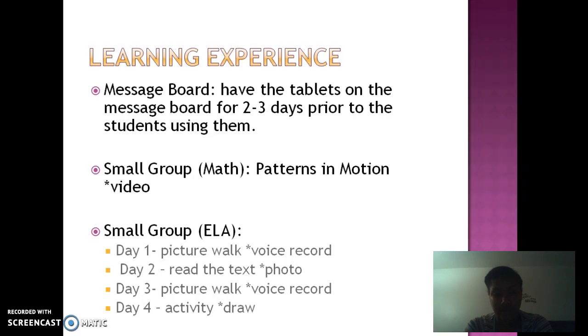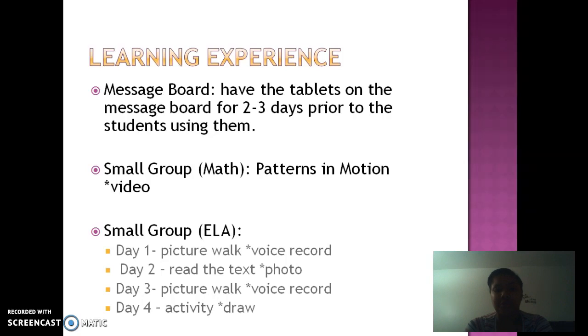On day 1, I would let the students know that we are going to voice record what we think about the pictures in the book. The picture walk is just looking strictly at pictures, so we would do voice recording then. On the second day, we would read the text, and I would have the students take a photo of their favorite part and talk about it, and then they could post that to their journal.